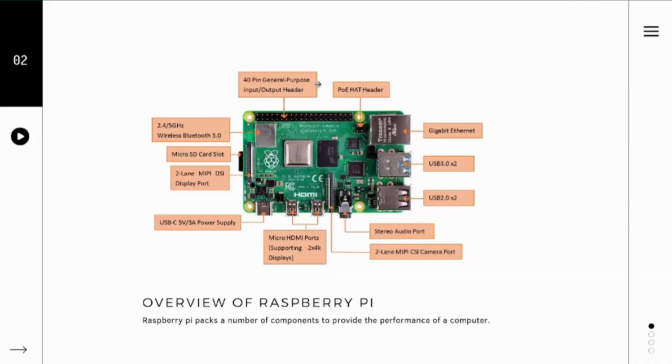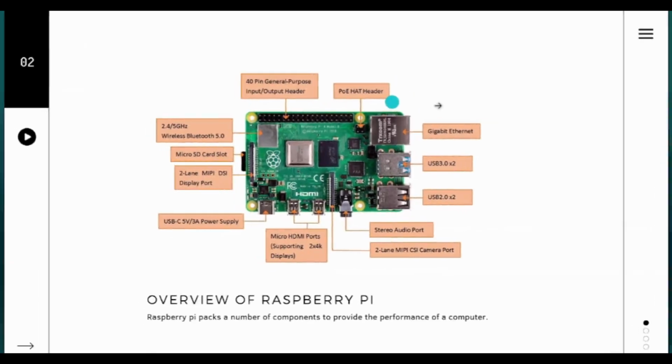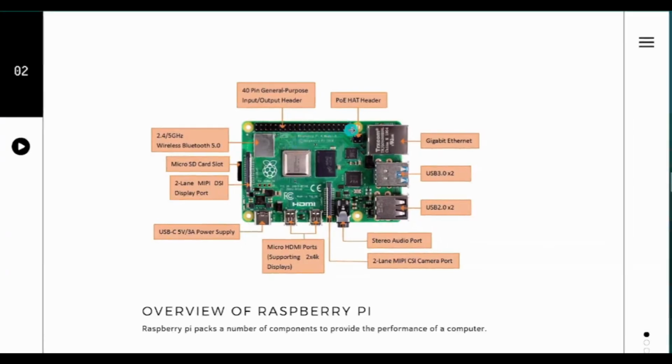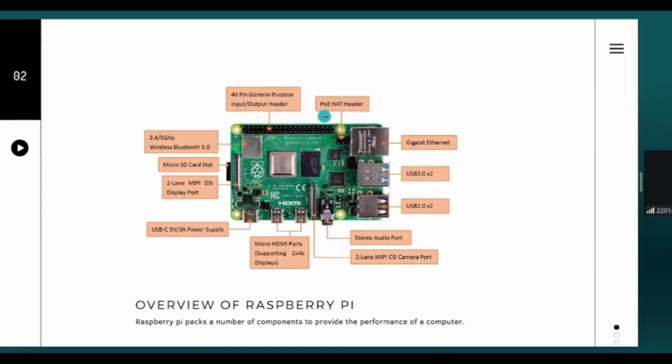Here, as you can see, there are so many parts in this small, credit card size computer. First, we can see a 40-pin general purpose input and output header, which allows us to give inputs and get outputs based on different protocols and several communication protocols as well.